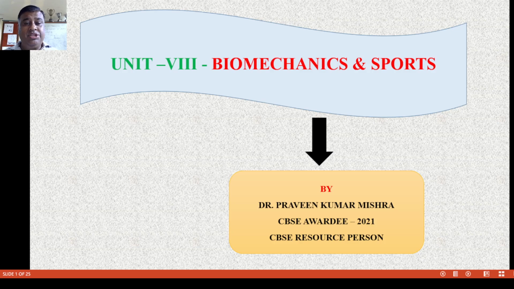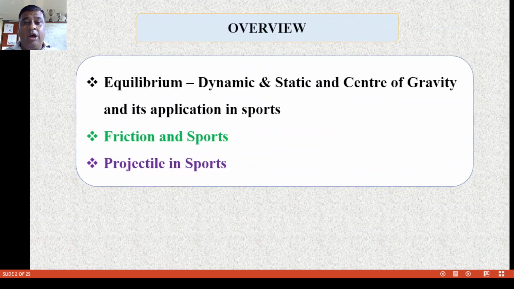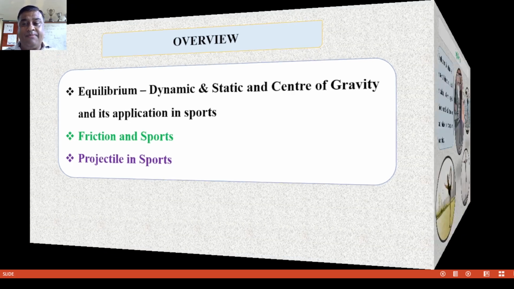Today's session topic is Unit 8, Biomechanics and Sports. The overview of my session is equilibrium. Under this, dynamic, static, and center of gravity and its application in sports. The next topic is friction in sports, and the last topic is projectile in sports. We'll discuss them one by one.